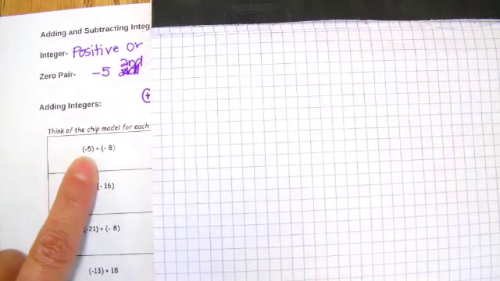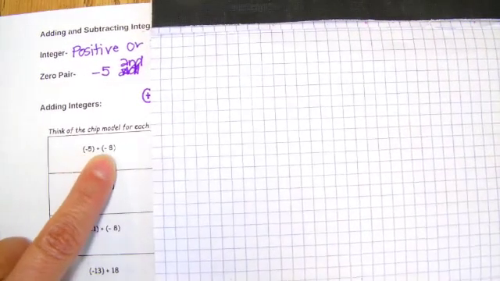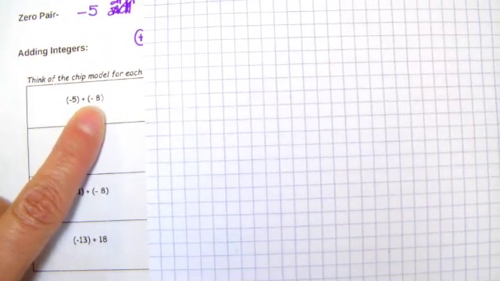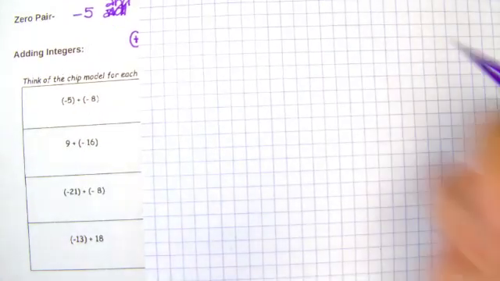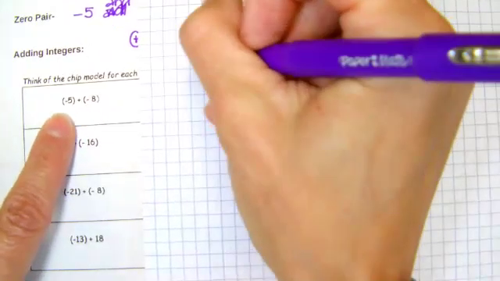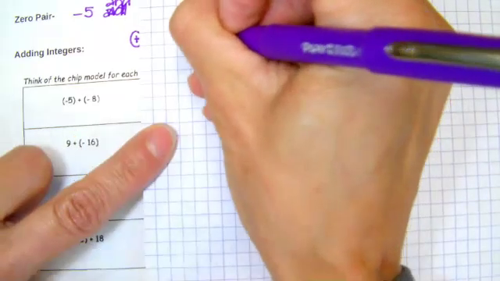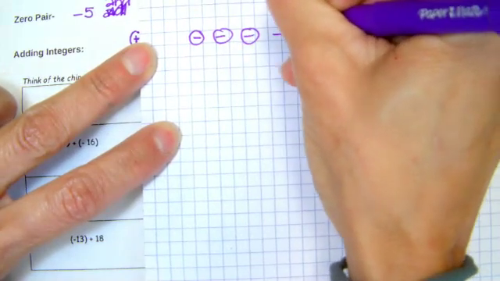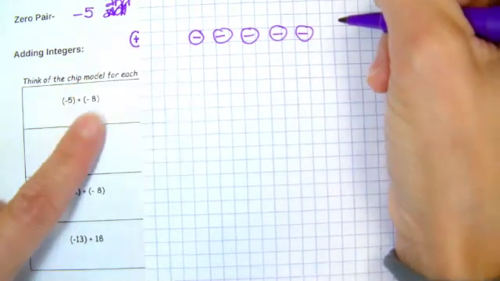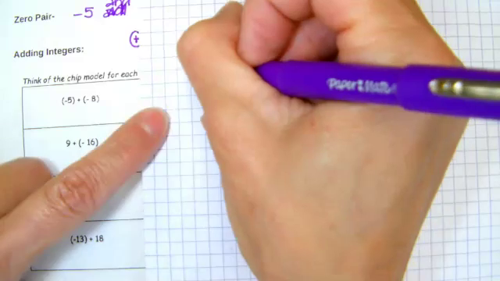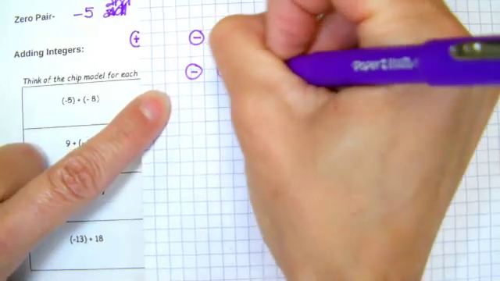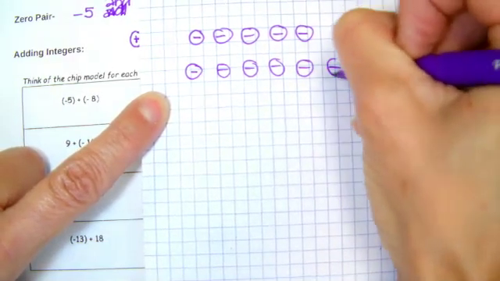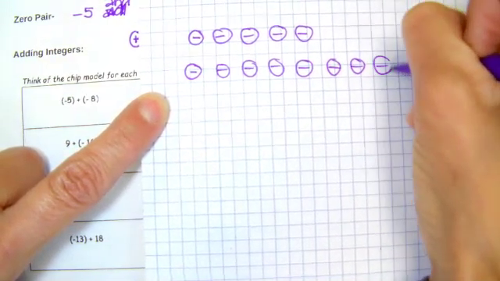Let's say you have -5 plus -8. And this gets confusing because there's all kinds of rules with integers, okay? So with the chip model, what you would do is you would say, okay, I have 5 negatives, so I'm going to do 5 negative chips. Okay, and then I'm adding 8 negatives, so underneath that I would do 8 negative chips. So there's 5, 6, 7, 8.